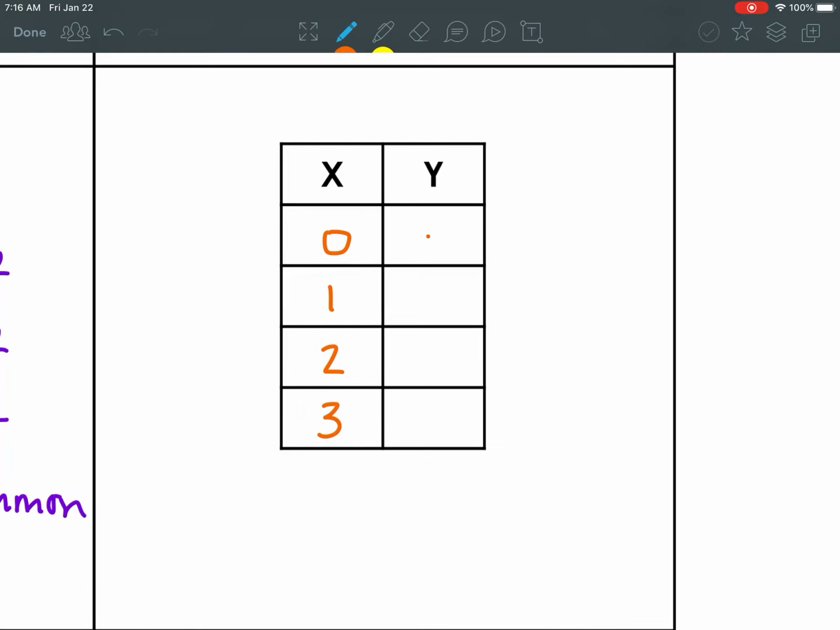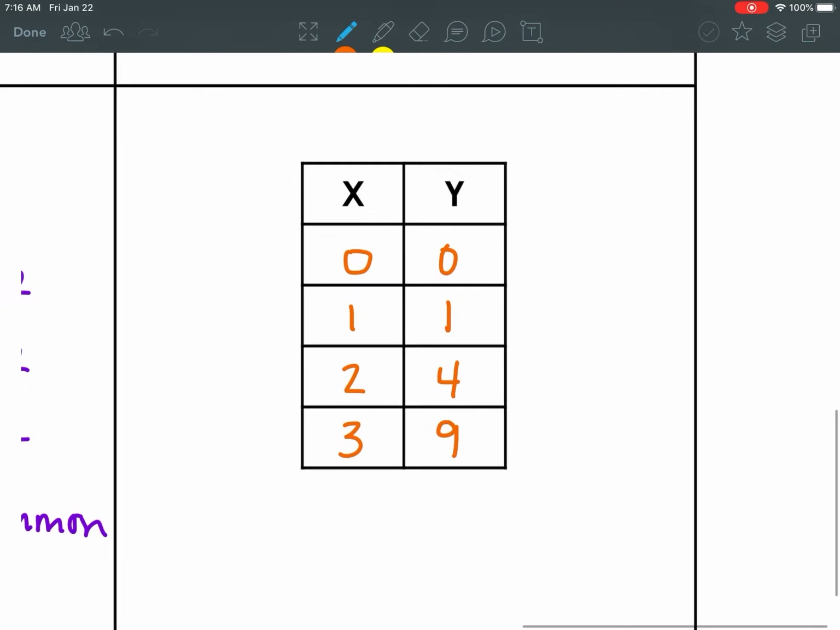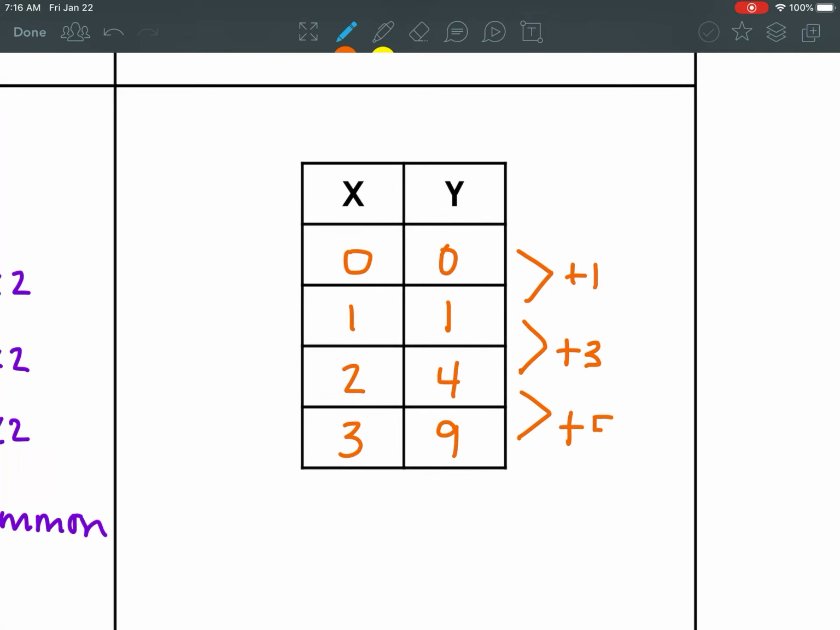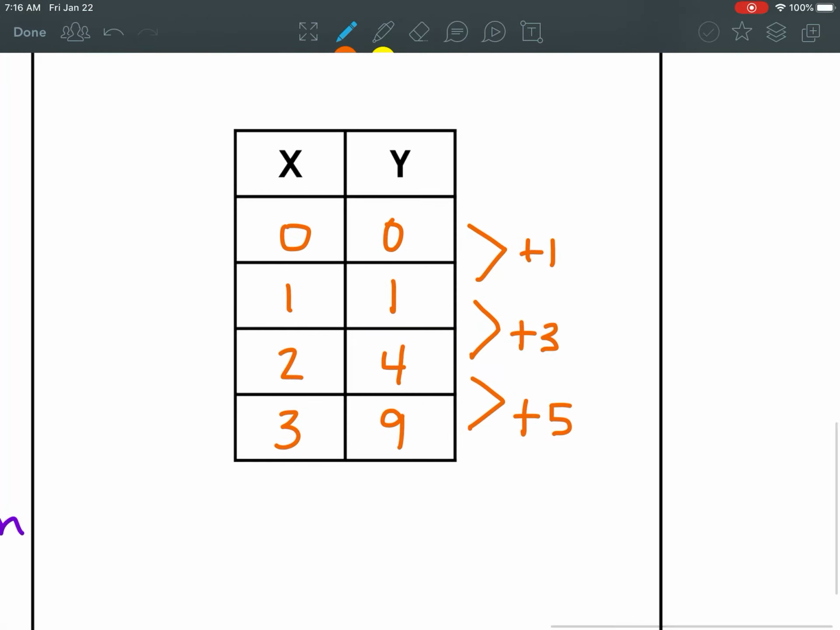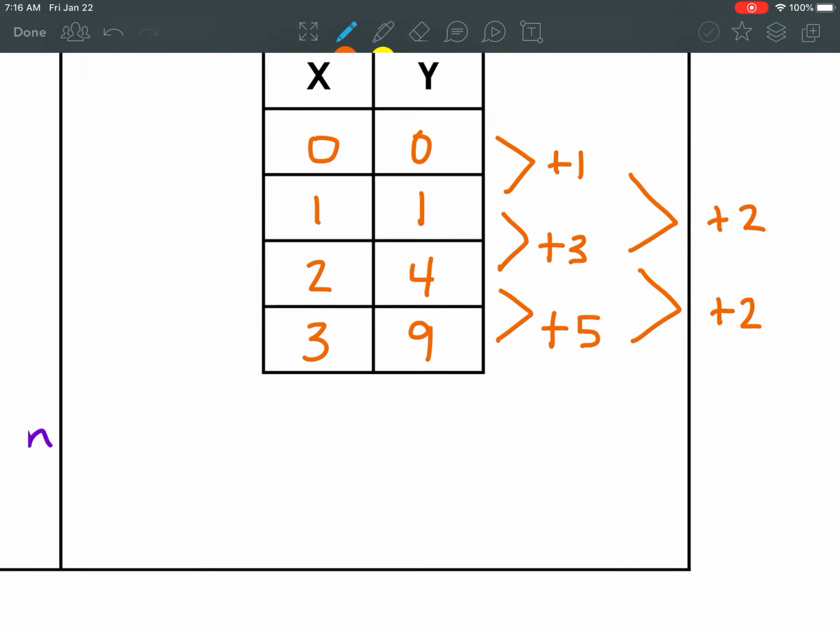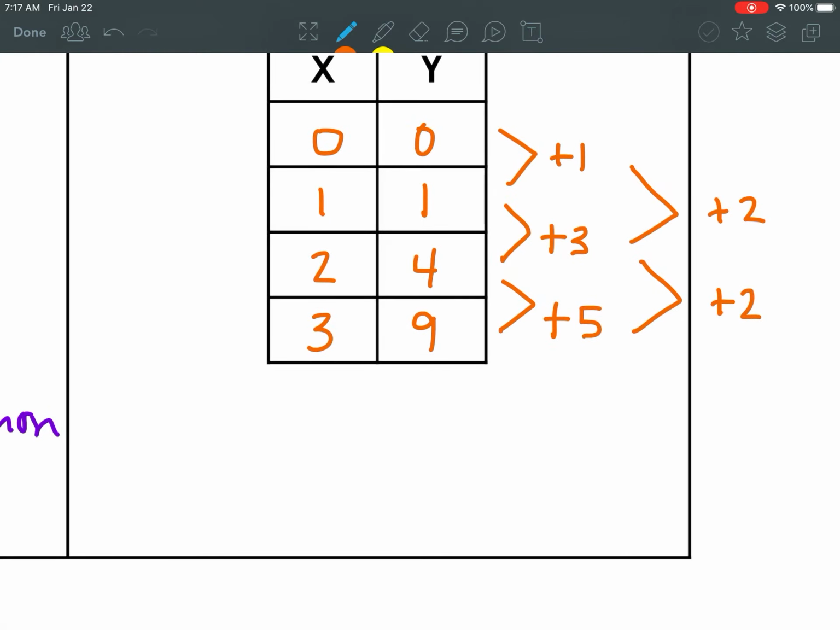And I'm going to just keep all my values positive here. What happens here is you're going to look at the table and notice that you can't really find a great pattern. So we actually want to look at the second difference. So let's look at the difference from 0 to 1, 1 to 4, and 4 to 9. But now, look at the second difference. So between 1 and 3, there's a difference of 2. Between 3 and 5, there's a difference of 2.